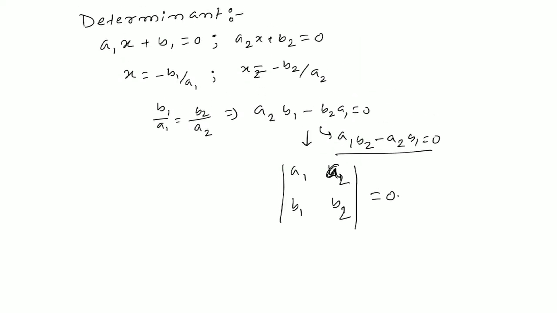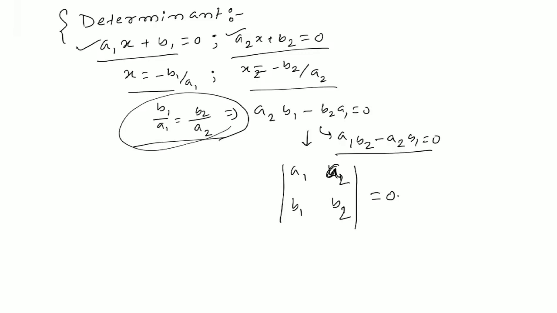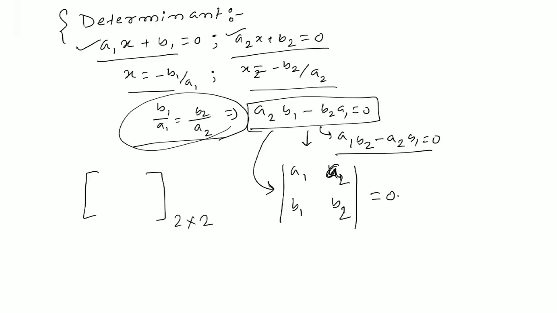In this lesson we will study determinants. As you can see here, there are two equations and we have the solutions for x. Simultaneously, if you equalize them we'll have b1 by a1 equal to b2 by a2, and if you simplify you can get this equation, and this equation can be represented in such a manner, and this also has some value, which is 0.